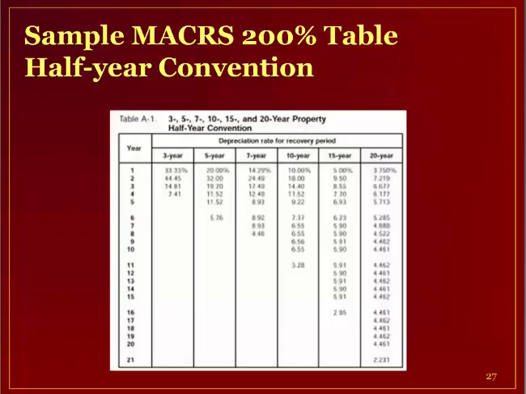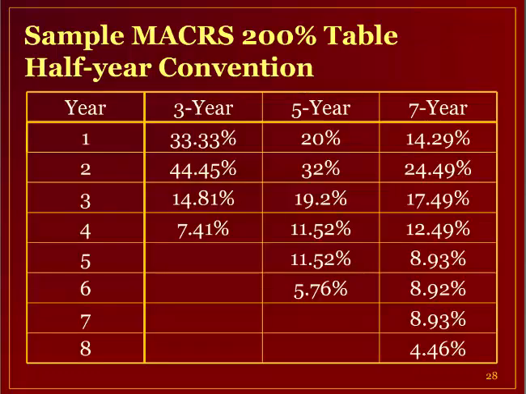Here's an example of a MACRS 200% table using the half-year convention. I cut this right out of Publication 946. And of course you can't see that very well, so what I've done is condensed it down a little bit for the first 3 columns there of the 3, 5, and 7-year part of the table. Let's talk about 5-year property. What you do is you multiply the 20% times the basis in year 1. Then you multiply 32% in year 2, and then it goes down like this.